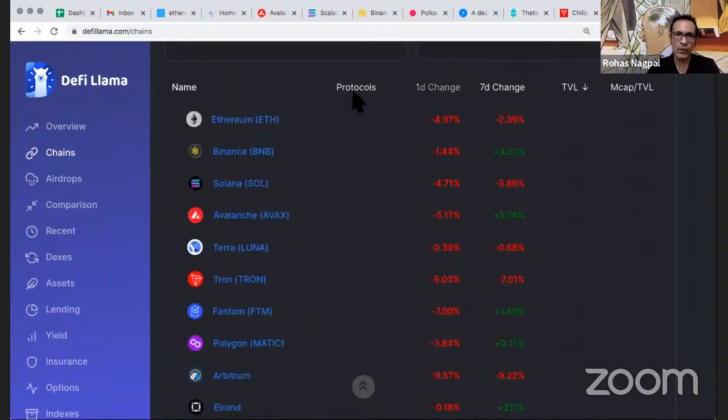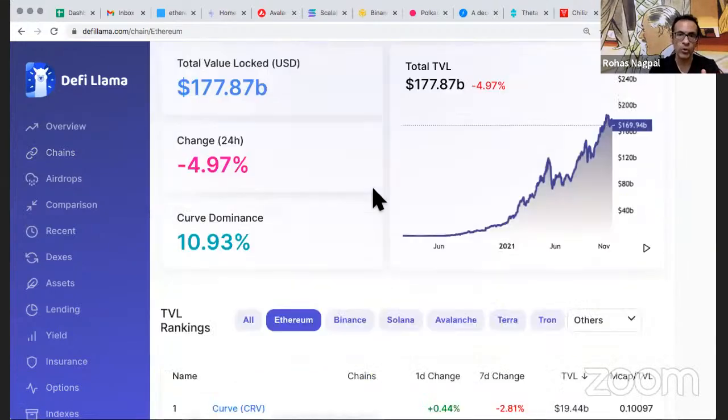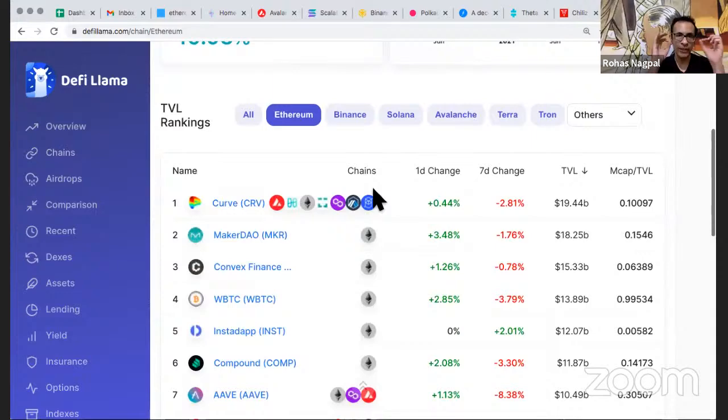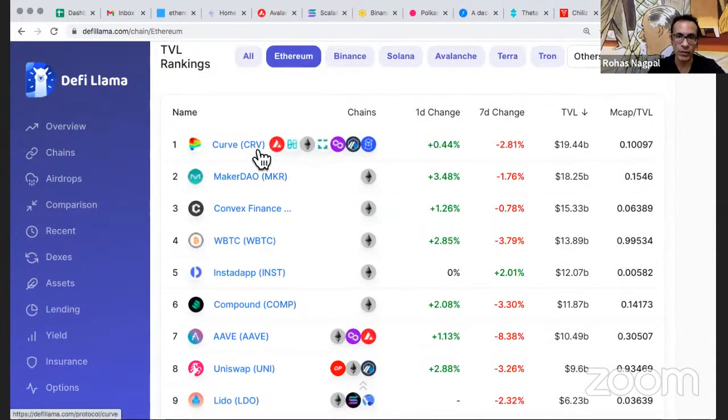And now we can also see, if we go into one, that there are different protocols running in it. So when we talk about Ethereum, there are a lot of protocols running. One of them is called Curve, and here we can see that it has about 19 billion in terms of value locked. Then we have MakerDAO that has 18 billion. So these can be considered some of the use cases running on it.